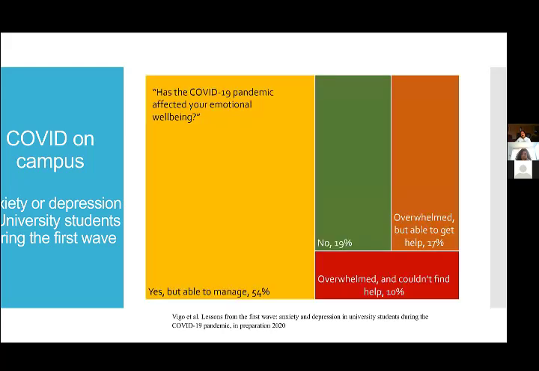So the other thing we saw is how the pandemic affected the emotional well-being of students. About 20% were not affected, about half were affected but able to manage. About 17% were overwhelmed but able to get help, and then there's 10% of people who were overwhelmed and unable to find help, and this speaks of a need for additional services and outreach.